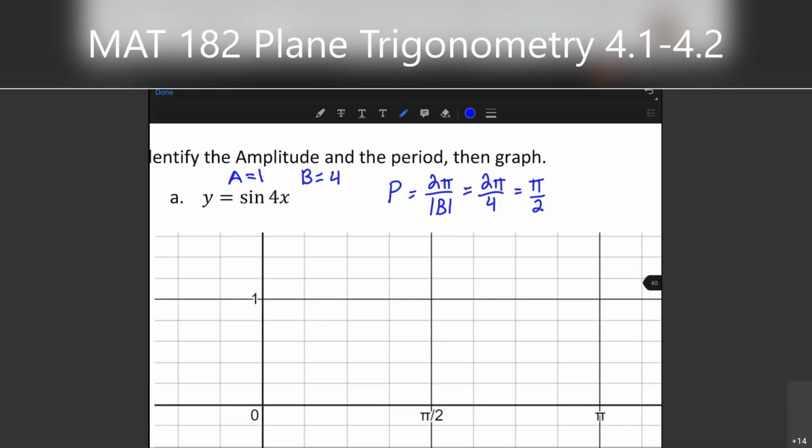So this is telling me a couple things. This is telling me that I'm going to go 4 cycles of sine in 2 pi. So that's what that b would be representing: 4 cycles in 2 pi. And it would tell me that 1 cycle is done over pi halves units. That would be an equivalent statement. So pi halves would be a full cycle of sine.